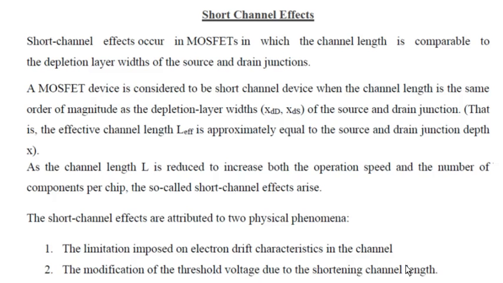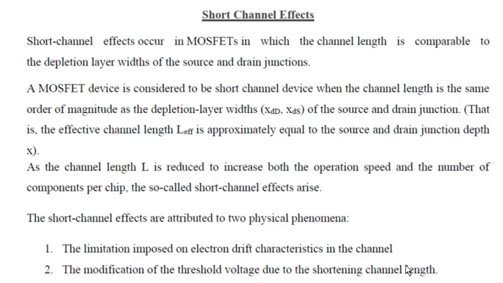So we can see in detail what is a short channel, what is short channel effects, and what are the different short channel effects. Short channel effect occurs in a MOSFET in which the channel length is comparable to the depletion layer width of the source and drain junction. We have scaled down the channel length in order to obtain maximum performance for this MOSFET. A MOSFET device is considered to be a short channel device when the channel length is the same order of magnitude as the depletion layer width of the source and drain junction.